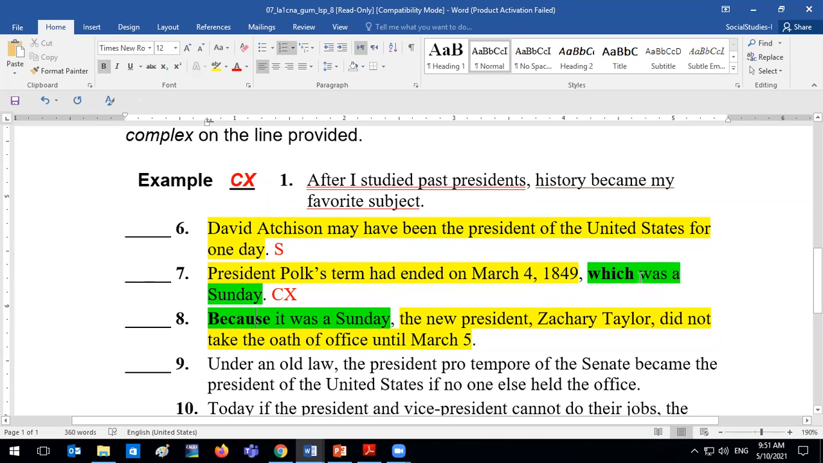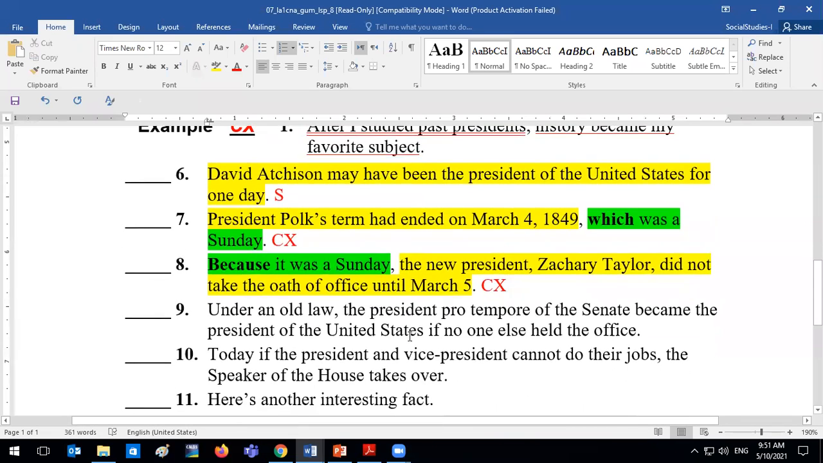It's a subordinate conjunction. Perfect. So what kind of sentence structure do we have here, Zena? Complex. Great. We have a complex sentence, just like the previous sentence. Again, we have one subordinate clause and one independent clause, which makes it a complex sentence. Thanks, Zena. All right, let's go with number 9.